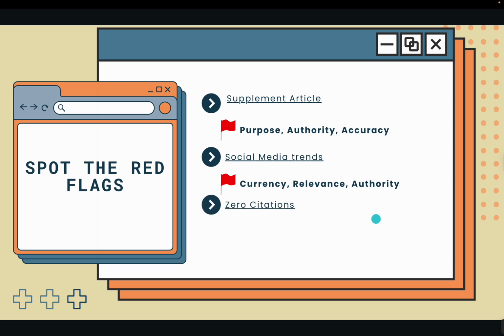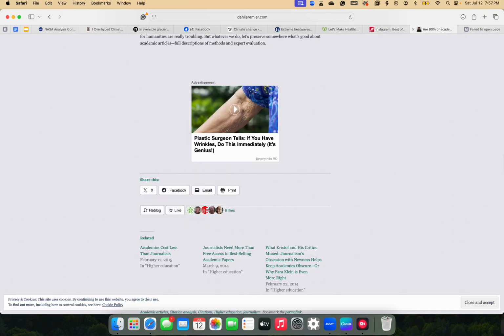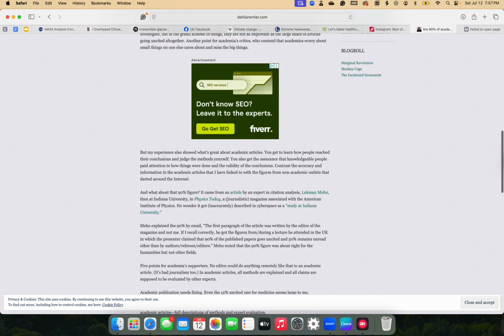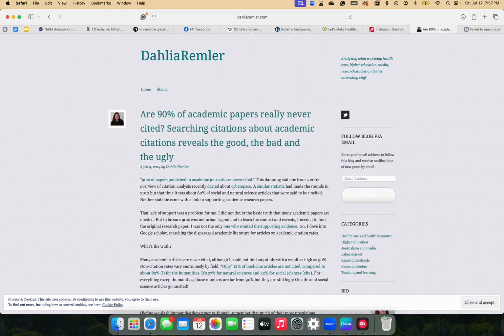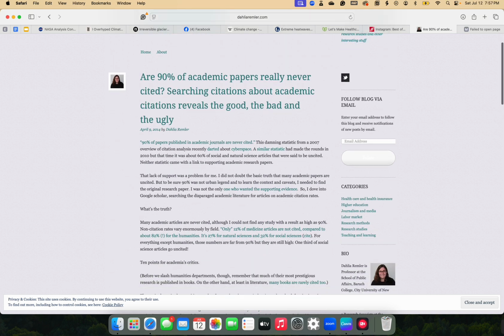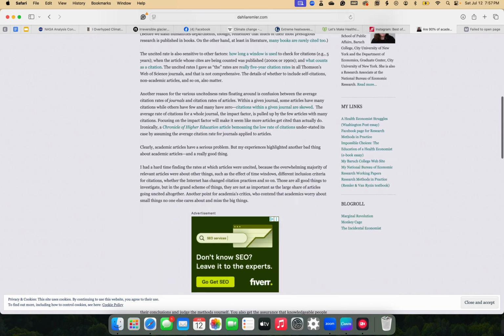Finally is a source on zero citations. So, the title is, Are 90% of academic papers really never cited? Searching citations about academic citations reveals the good, the bad, and the ugly. April 9th, 2024, by Dahlia Reamer. It then goes on to talk about academic journals, and it does cite some things that are highlighted in blue.